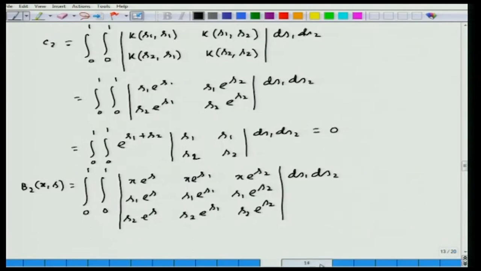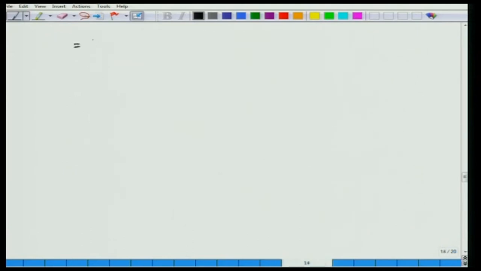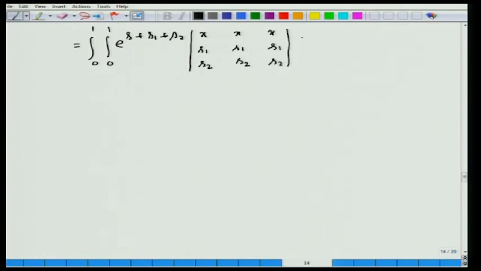And you can write this is equal to integral 0 to 1 integral 0 to 1 e to the power s plus s1 plus s2 multiplied with determinant first column x s1 s2, second column x s1 s2, third column x s1 s2. All these columns are identical, so determinant is exactly equal to 0 and therefore, b2(x, s) is also equal to 0.